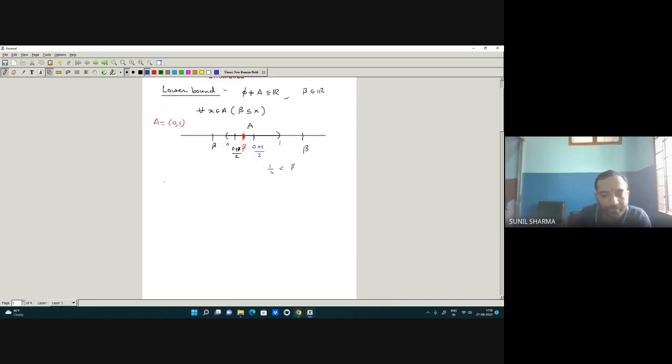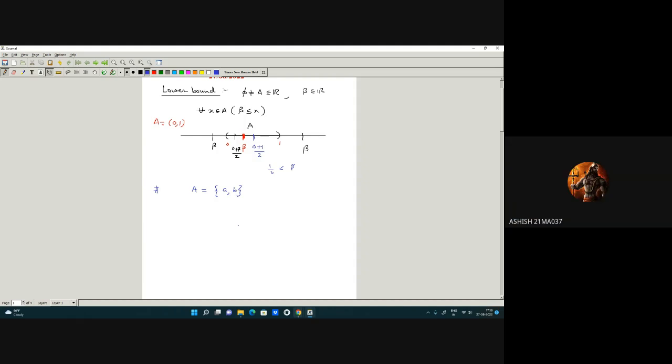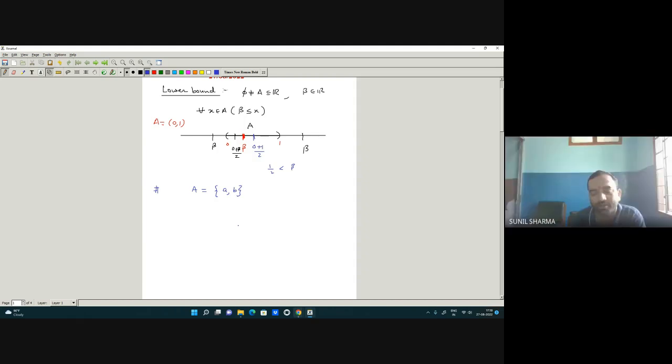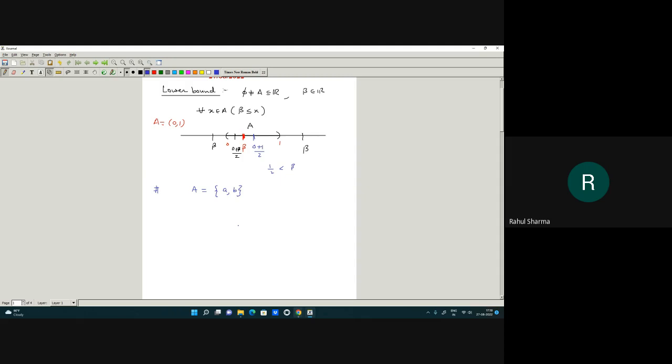Next, if I set A to be the interval [a, b], what is the upper bound for this set? b. Think about it: maximum of [a, b]. But don't tell me immediately.